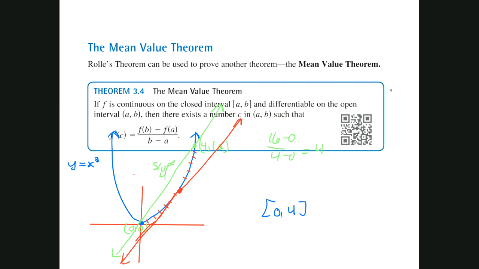Well, it's pretty easy. We know what the slope is. All we have to do is take the derivative of my function. So the derivative of x squared is 2x. Set it equal to 4, because that's the slope of the secant line. Solve for x, so x equals 2. So I know when x equals 2, the slope of the tangent line will equal the slope of the secant line. That is basically what the mean value theorem says. If you draw a secant line in there, the slope of the secant line will equal the slope of the tangent line at some point c. Okay, fairly easy to understand.